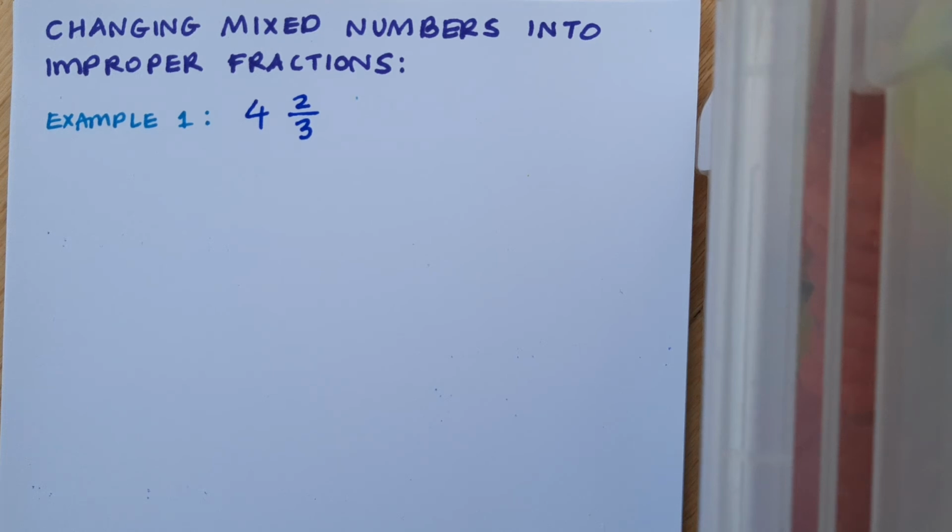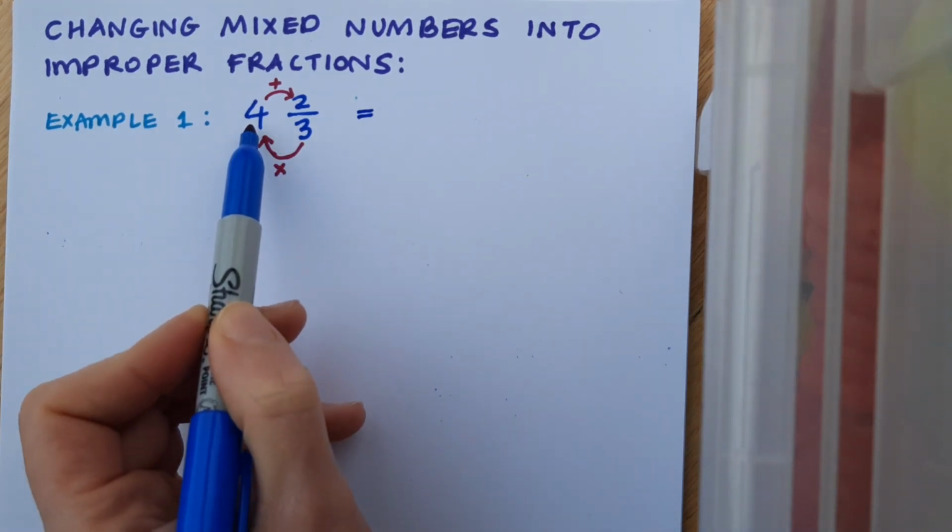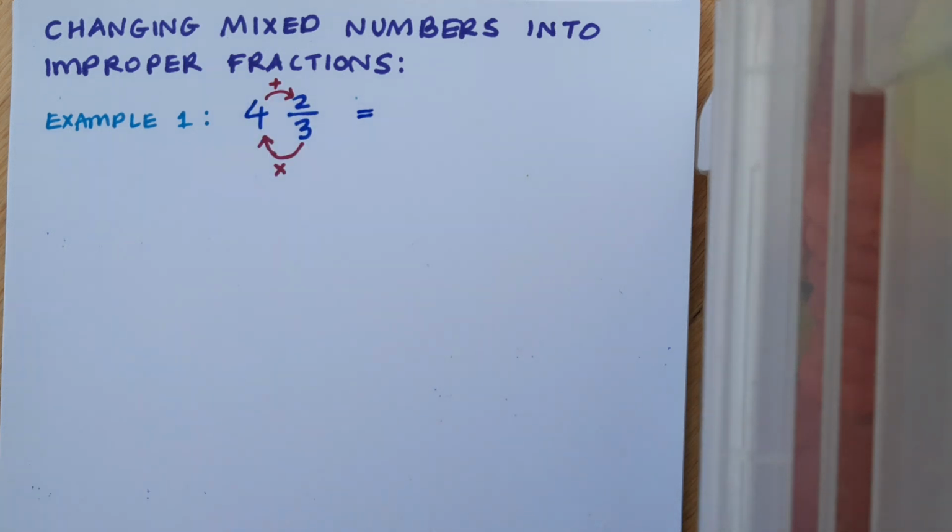I'm going to start with the denominator 3 and I'm going to multiply it by the whole number 4. And then whatever answer I get, I'm going to add on the numerator, which in this case is 2. So let's see what I get. 3 multiplied by 4 is 12, plus 2 is 14, and I keep the same denominator as before.